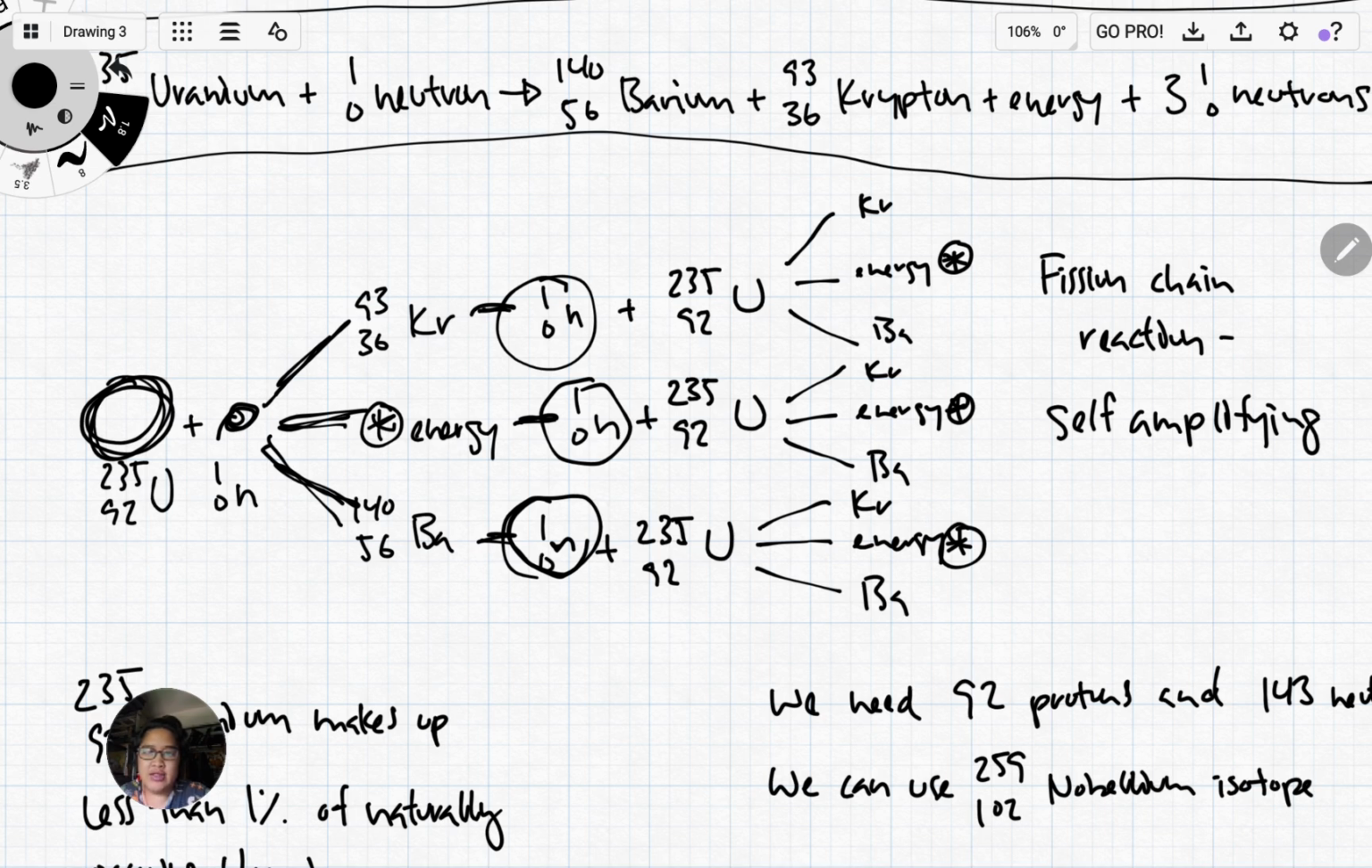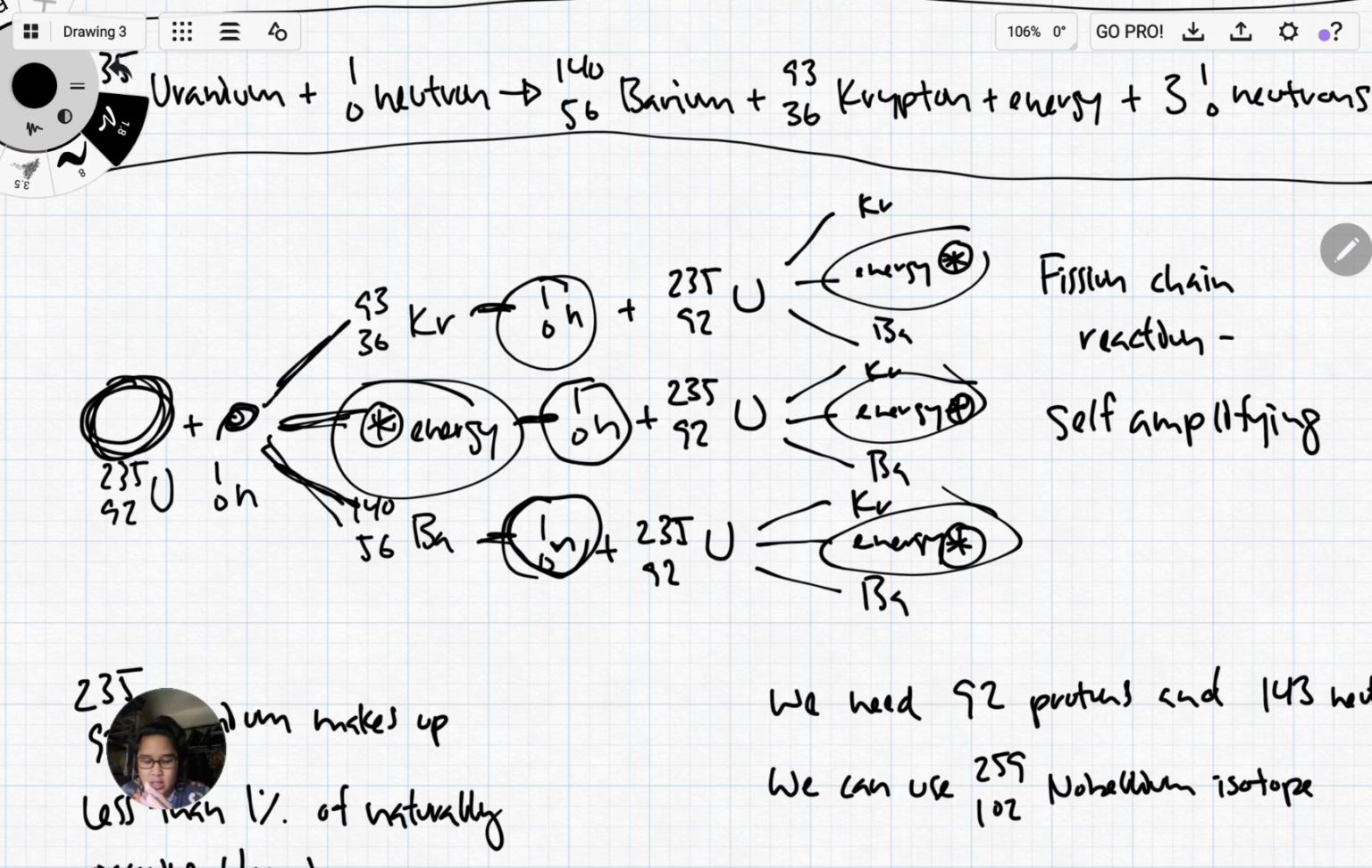It keeps going, and this energy, it just is a self-amplifying chain reaction. And this can either be done fast in the event of a bomb or slowly for actual practical uses of energy, right?